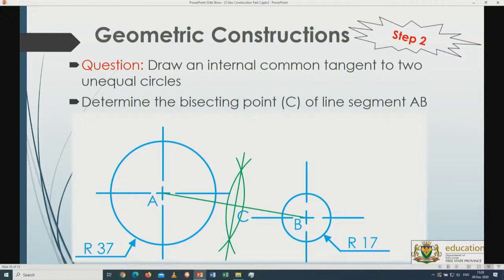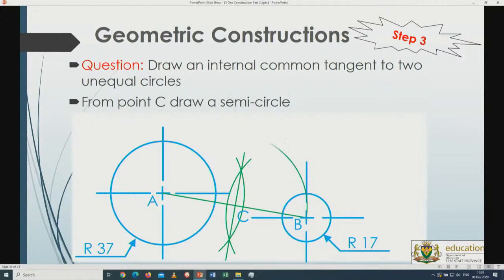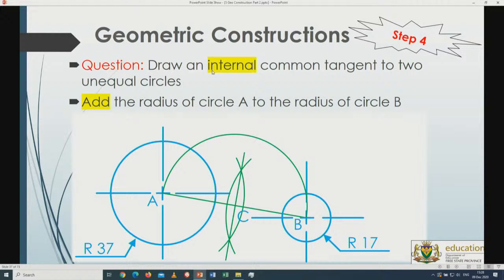Again, I'm going to use the intersection point at C, and I'm striking an arc between A and B. So there we go with that. Now on the previous one it was external, so we subtract. On this one it's internal. So internal tells me it's inside, it's small, and I want to make it bigger in that case. So I'm going to total up the two radiuses with each other. I've got one radius of 37, and I've got 17 on the other side. I'm going to total those two and get an answer of 54.